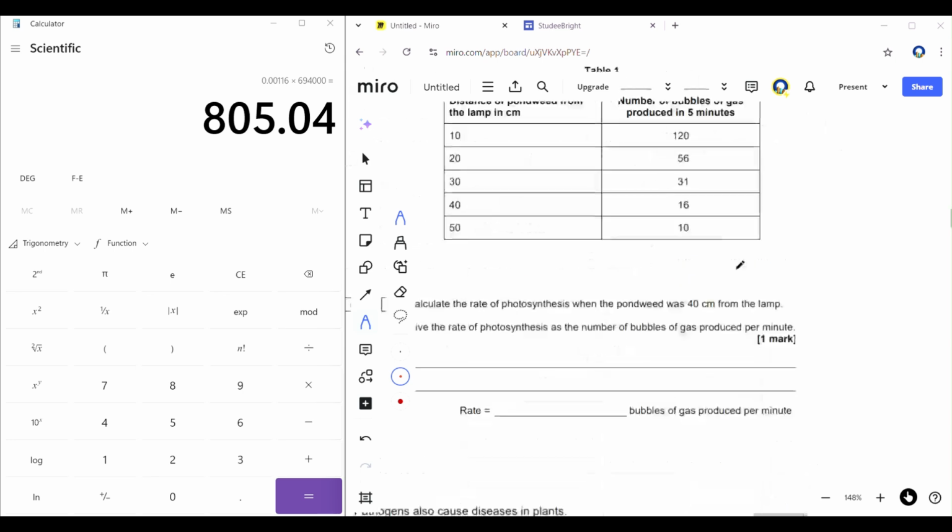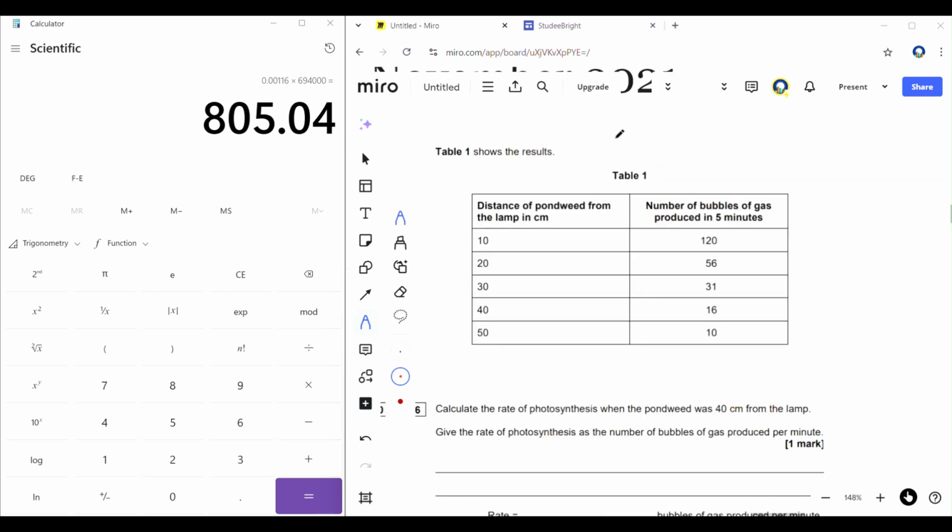Right, so table 1 shows the results. I didn't put whatever was before that because it wouldn't be really relevant. Distance of pondweed from lamp in centimeters. So you need to know about the pondweed photosynthesis experiment. You can have a look at that and then come back to this question if you want to build that scientific knowledge and understanding before we apply the information. If you have no idea what I'm talking about, please do study the pondweed photosynthesis experiment. Practical would be better to say that way.